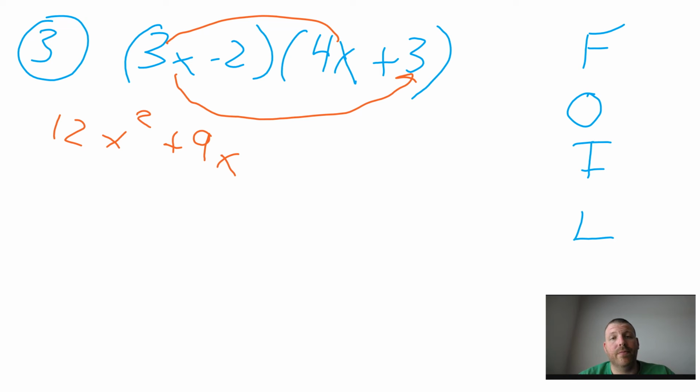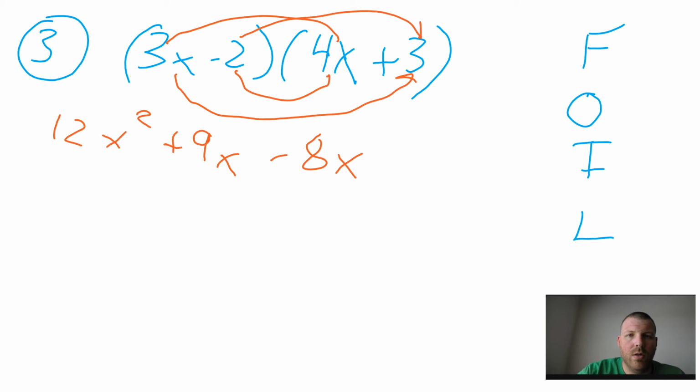And then I'm done. Inners. That's what I means: inner. The inner ones need to be multiplied together. So negative 2 times 4 is negative 8x. Be careful with your negatives and positives. And then last is L. The last ones: negative 2 times 3 is negative 6.